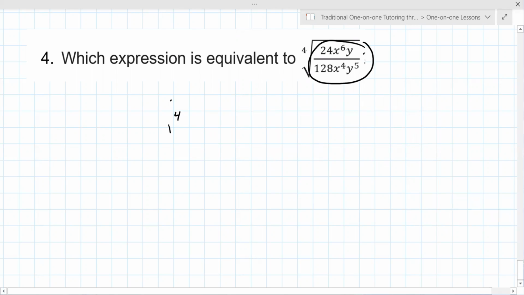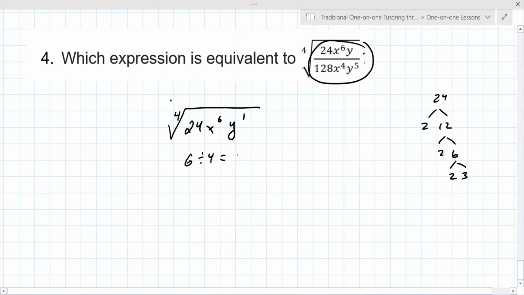Let's say it was the 4th root of 24x to the 6th, y to the 1st. That's the numerator. If we try to break apart 24, nothing works, so that stays inside. 6 divided by 4 is 1 with a remainder of 2. That tells you an x to the 1 comes out, with the 4th root of what's left over, 24x squared y to the 1. Whenever the exponent is less than the number on the outside, you can't do anything about it. It just stays there.